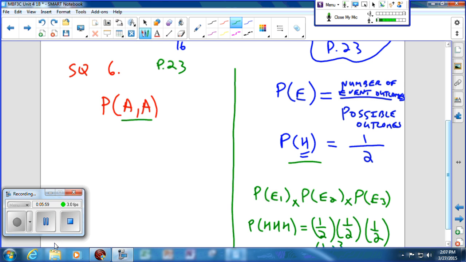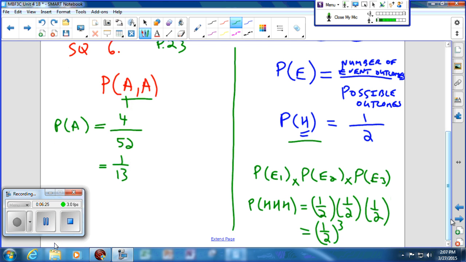All right, let's think about this. What is the probability of drawing 1 ace from a deck of cards? How many aces are there? We know there are 52 cards in a standard deck, and there's 1 ace for each of the 4 suits. So the answer is 4 out of 52, which is 1 out of 13. That's our probability.